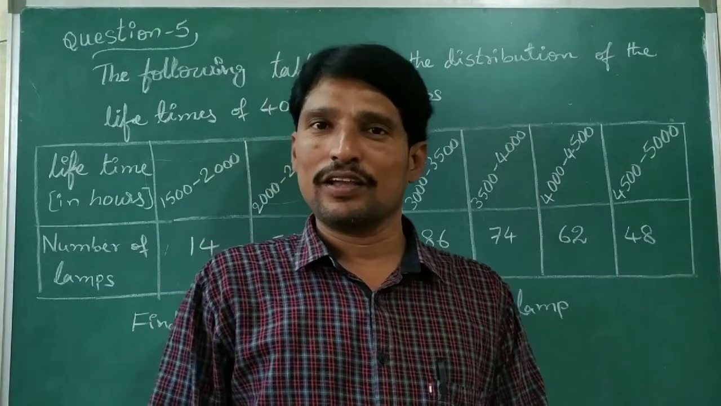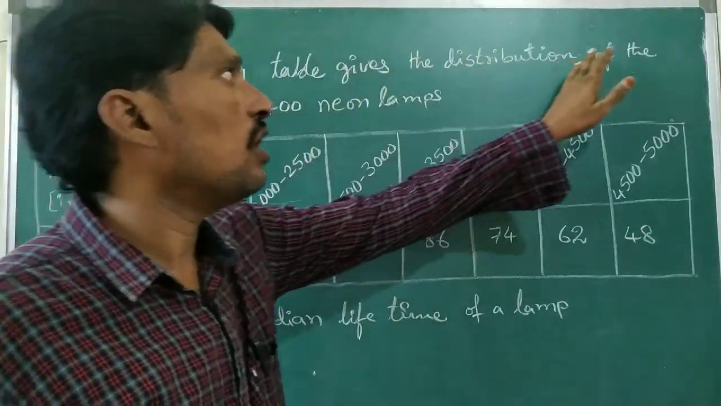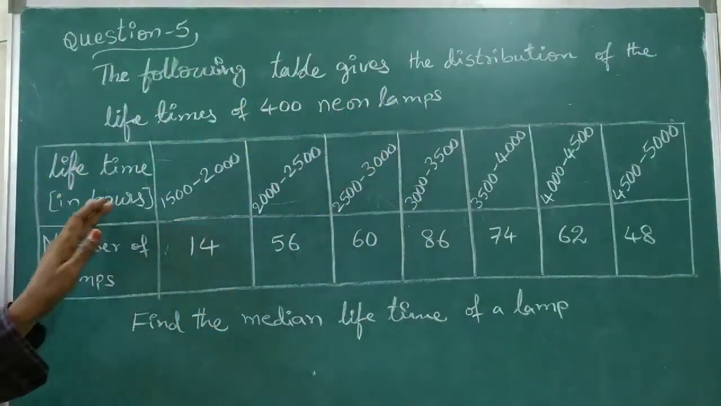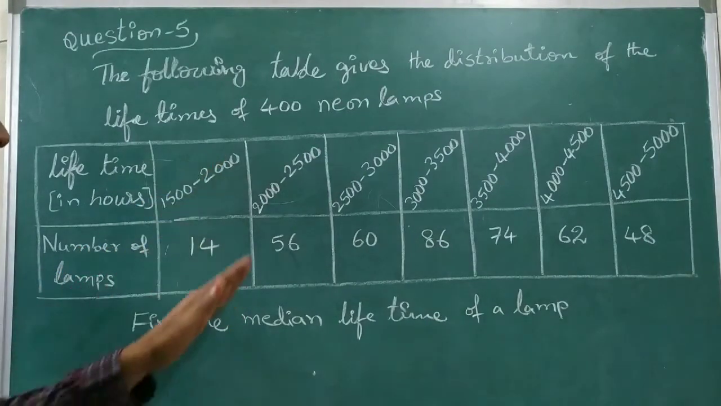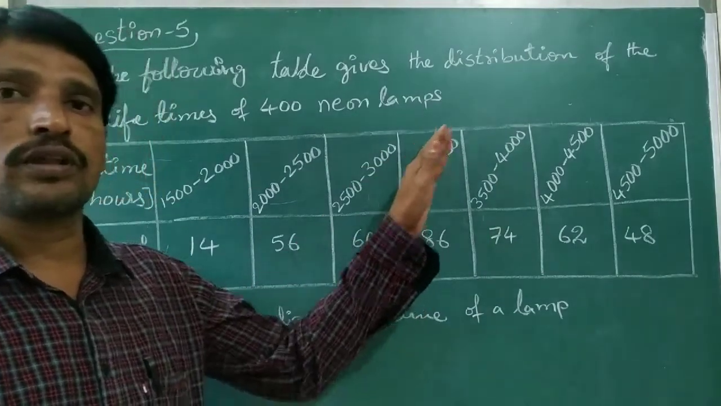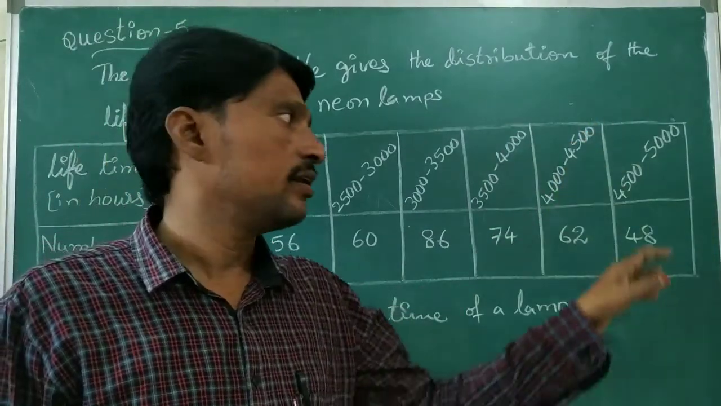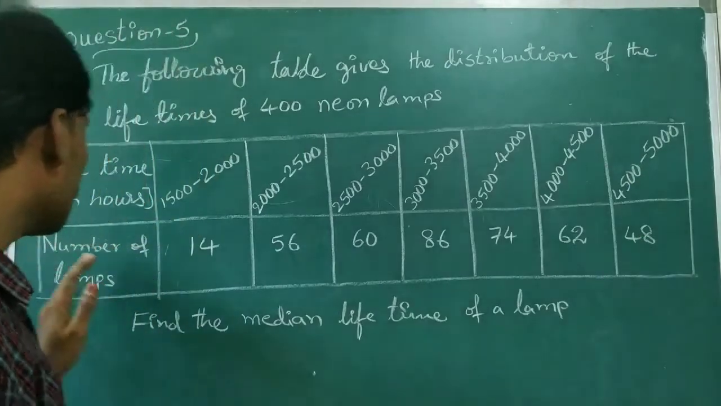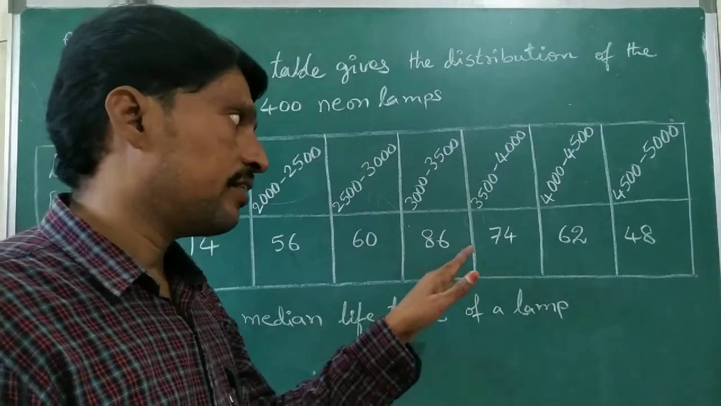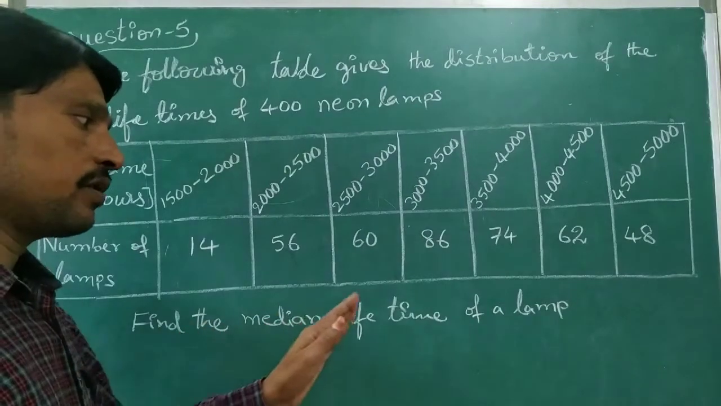Question number 5. The following table gives the distribution of the lifetimes of 400 neon lamps. Lifetime in hours: 1500 to 2000, 2000 to 2500, 2500 to 3000, 3000 to 3500, 3500 to 4000, 4000 to 4500, 4500 to 5000. Number of lamps: 14, 56, 60, 86, 74, 62, 48. Find the median lifetime of the lamp.